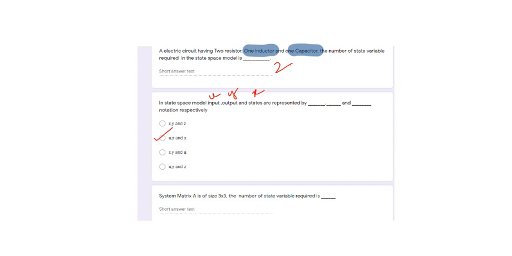The system matrix is 3 cross 3, right? Number of state variables is equal to 3. This should be n cross n, meaning number of state variables is n. Some easy questions, right? Okay.